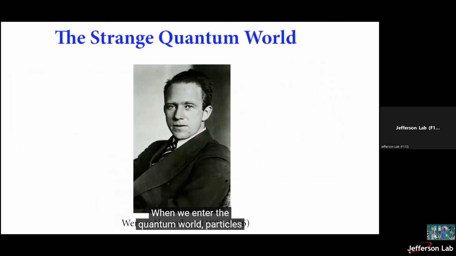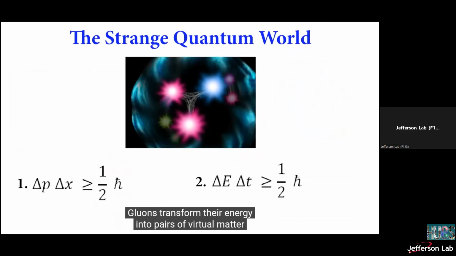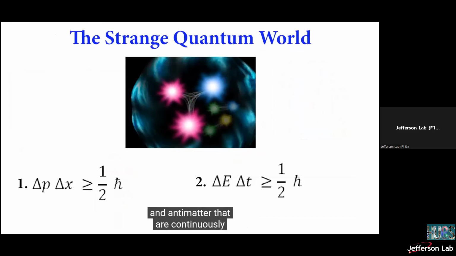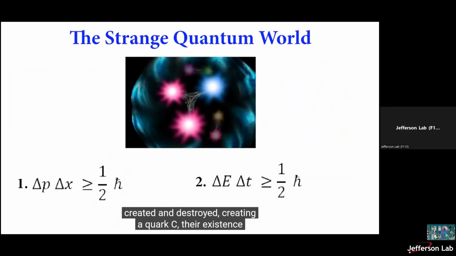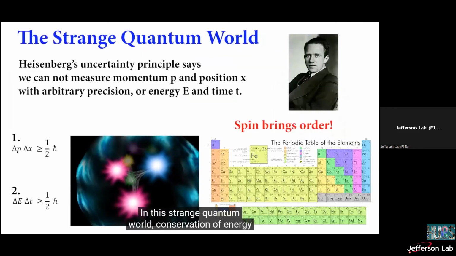When we enter the quantum world, particles that are confined to small volumes move at near light speed. Everything is in continual motion. Gluons transform their energy into pairs of virtual matter and antimatter that are continuously created and destroyed, creating a quark sea, their existence exerted on other particles as a pressure. In this strange quantum world, conservation of energy can be temporarily broken, and even massive matter-antimatter pairs can live short times. Yet order also rules.